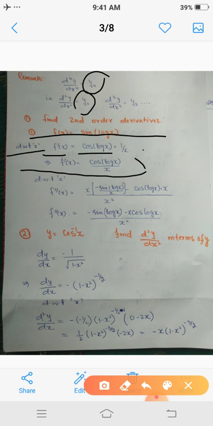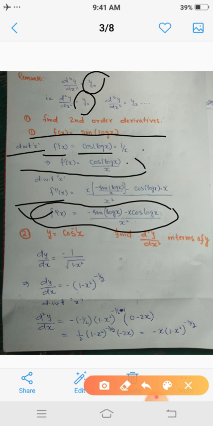Now we have to find the second order derivative. This means that we have to again differentiate this function with respect to x. So we get f double dash of x equals, now here we have a function which is a quotient of two functions, cos of log x and x. In the denominator we have x, and in the numerator we have cos of log x. So using the quotient rule of differentiation, we get f double dash equals minus sin of log x minus x cos log x upon x square, by using the quotient rule, which you already know.